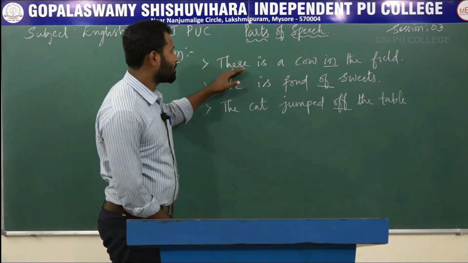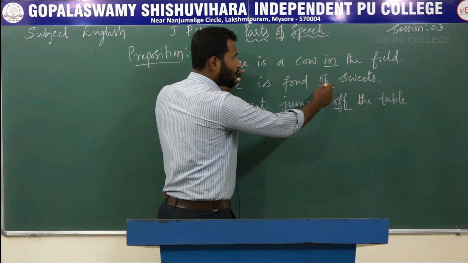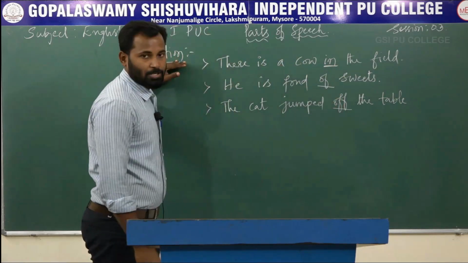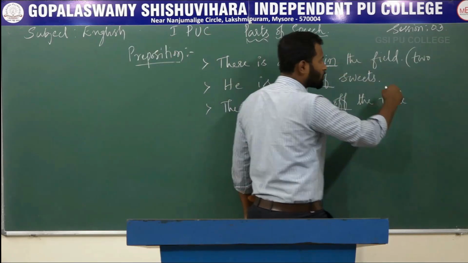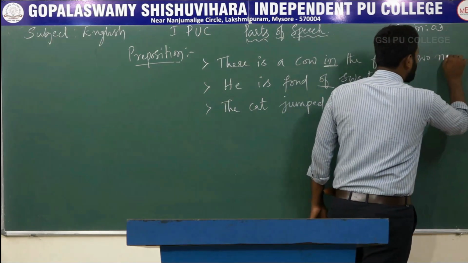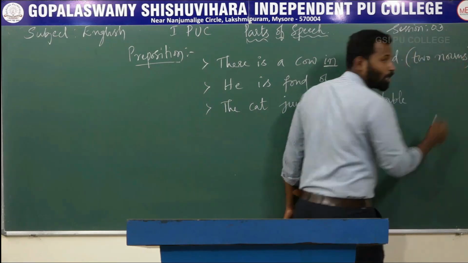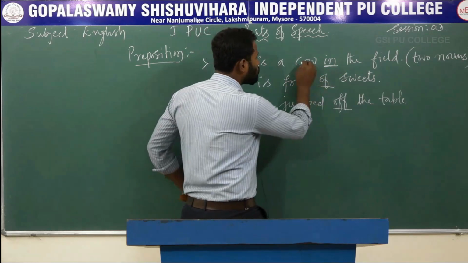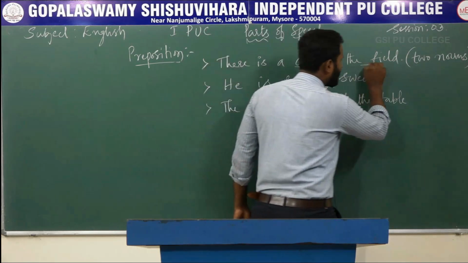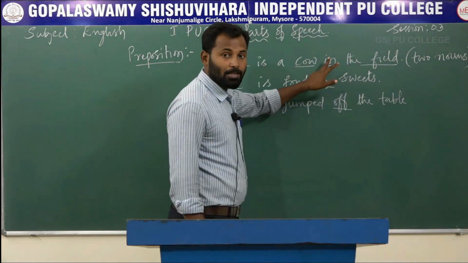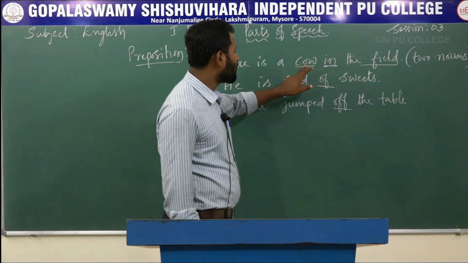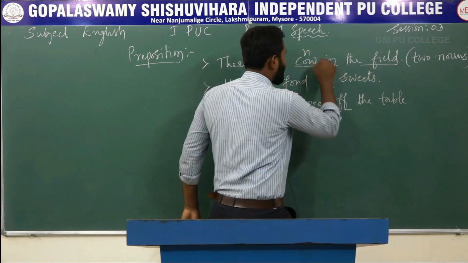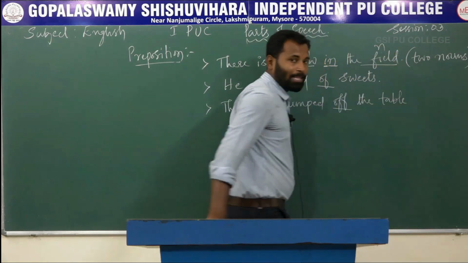In the first example, there is a cow in the field. In this sentence, the word in is a preposition. The preposition in shows the relation between two nouns. So what are the two nouns? Here the word in shows the relation between two nouns, the cow and the field. Cow is a noun and field is also another noun.